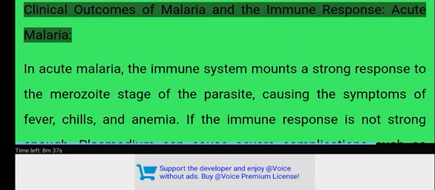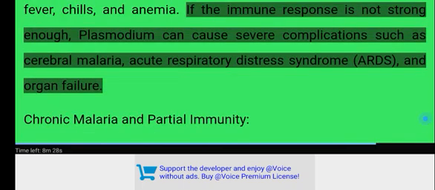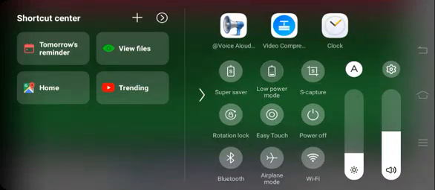Clinical outcomes of malaria and the immune response. Acute malaria. In acute malaria, the immune system mounts a strong response to the merozoite stage of the parasite, causing the symptoms of fever, chills, and anemia. If the immune response is not strong enough, Plasmodium can cause severe complications such as cerebral malaria, acute respiratory distress syndrome (ARDS), and organ failure. Chronic malaria and partial immunity.